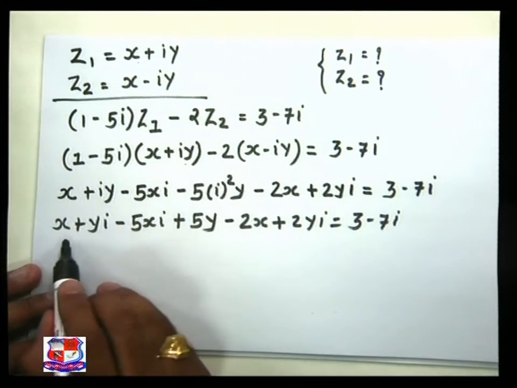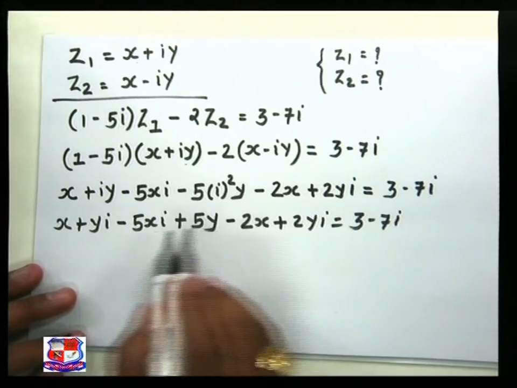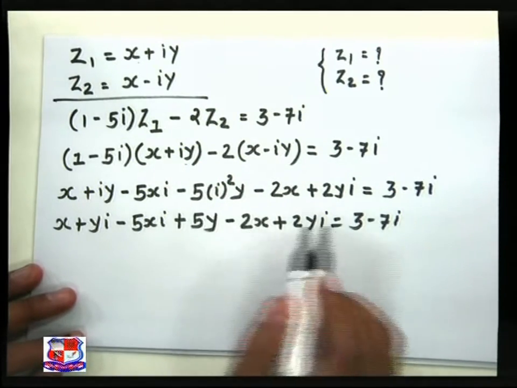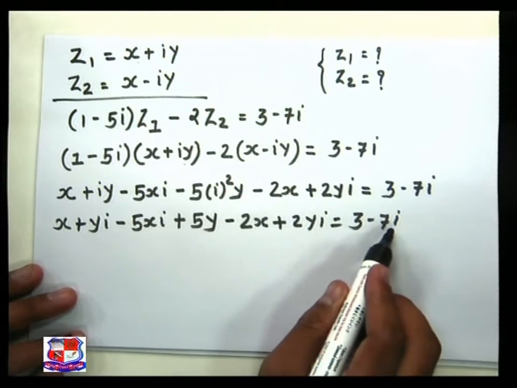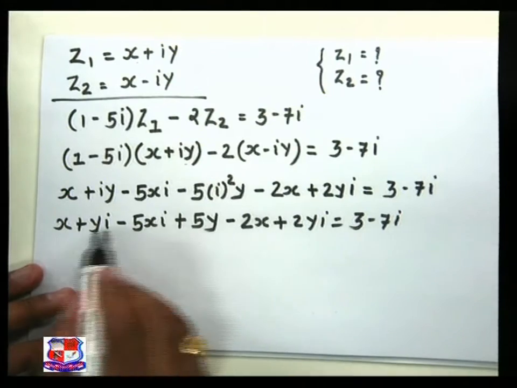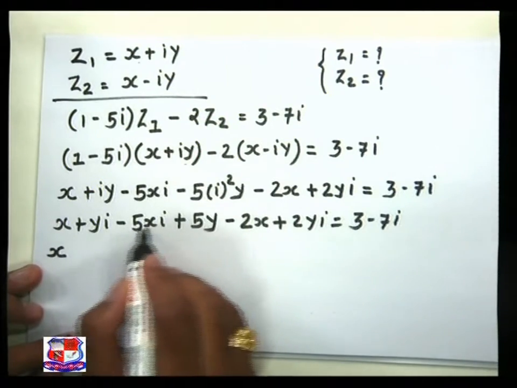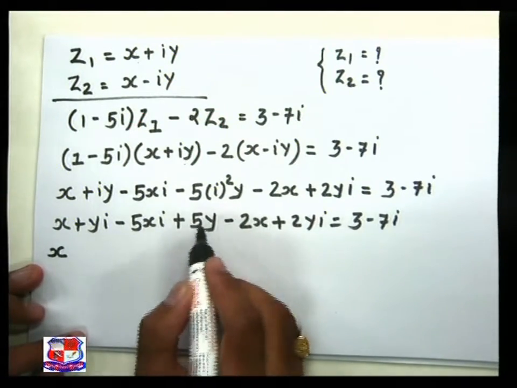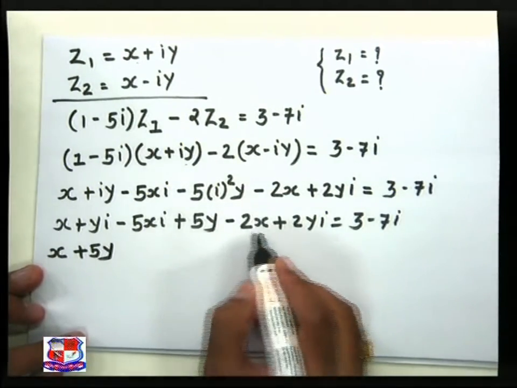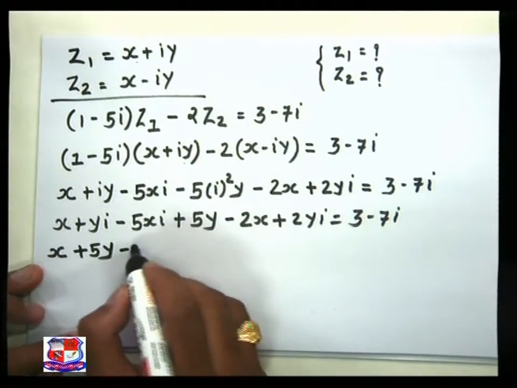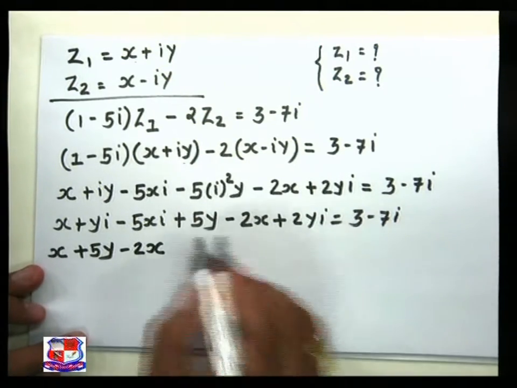Now we want to compare the real part from left hand side and right hand side, and then compare the imaginary part of left hand and right hand side. So 3 is the real part and minus 7 is the imaginary part. From the left hand side, x is real, yi is not real, minus 5xi not real, 5y is real, so plus 5y, minus 2x is real, 2yi is not a real part, and this is equal to 3.